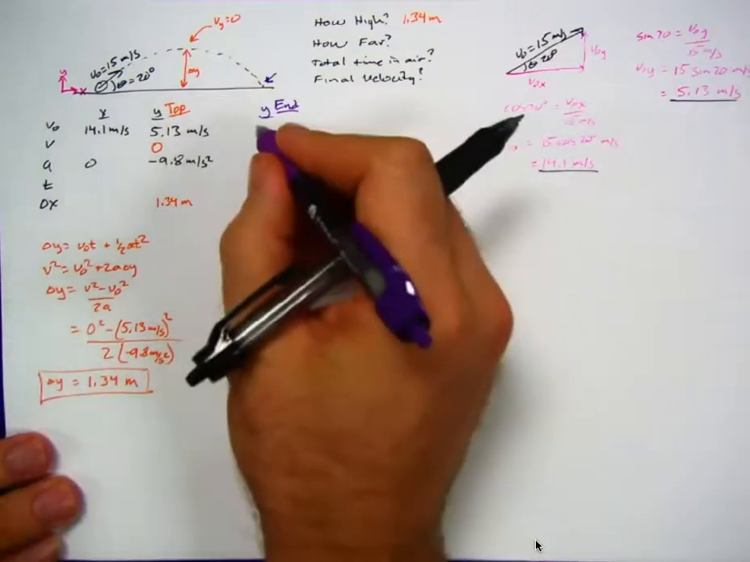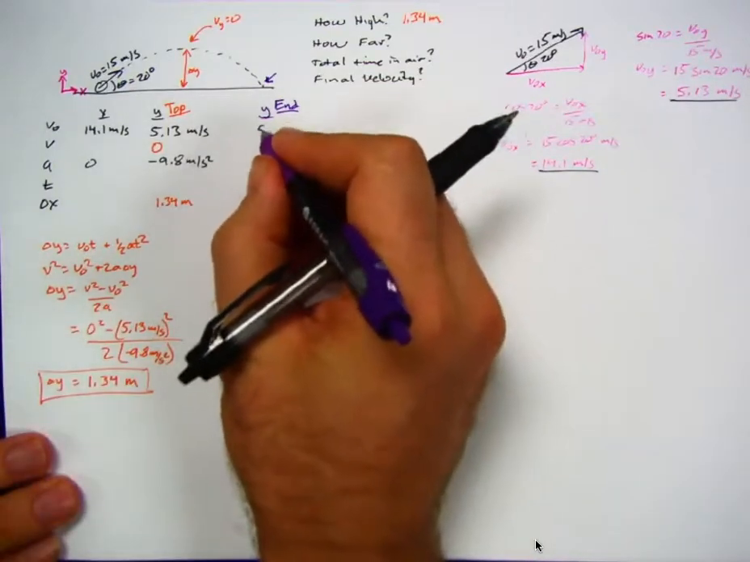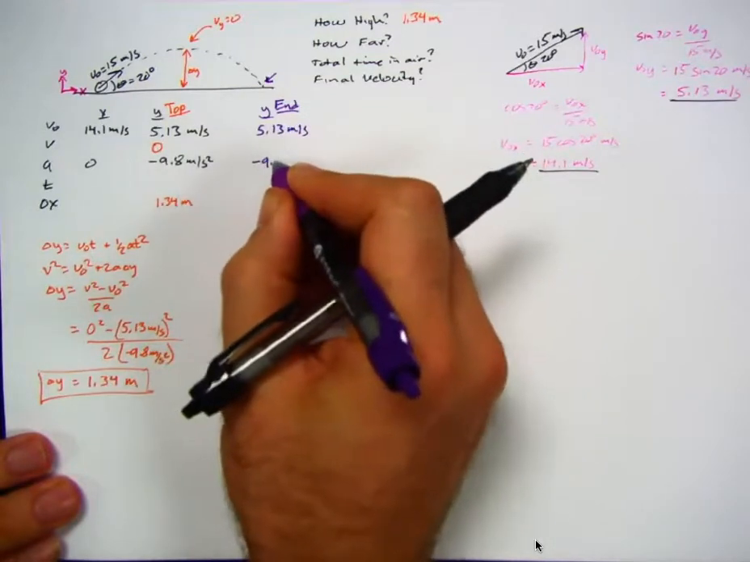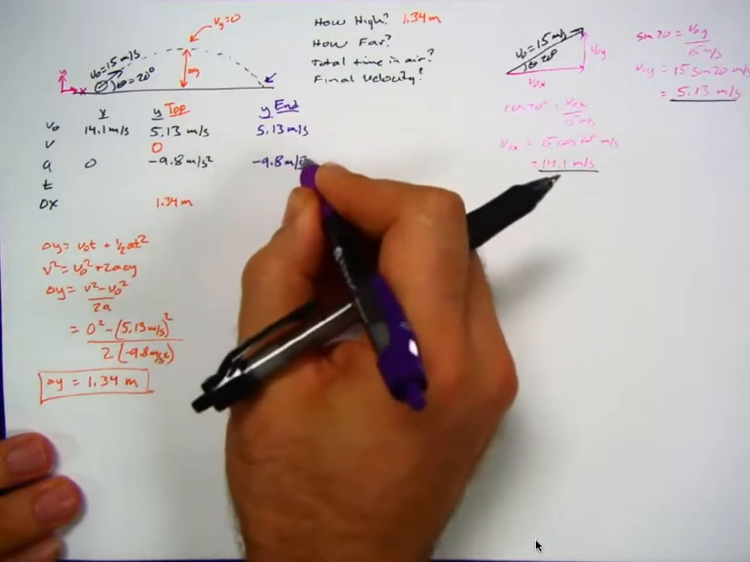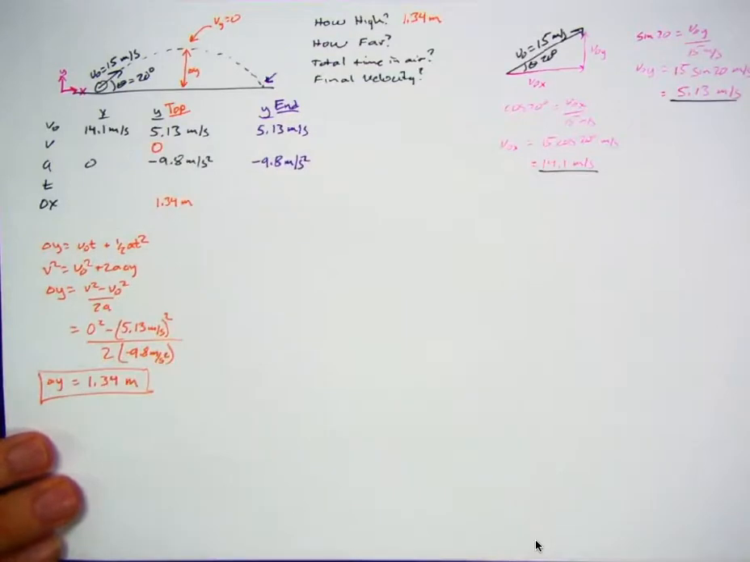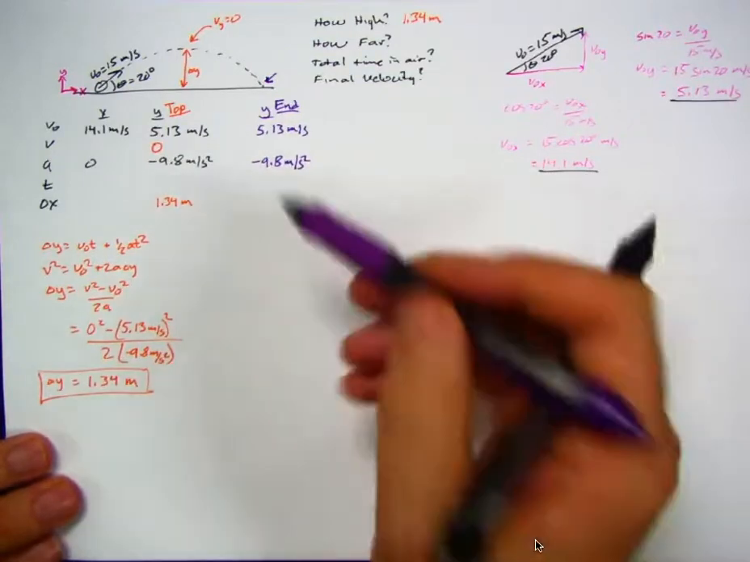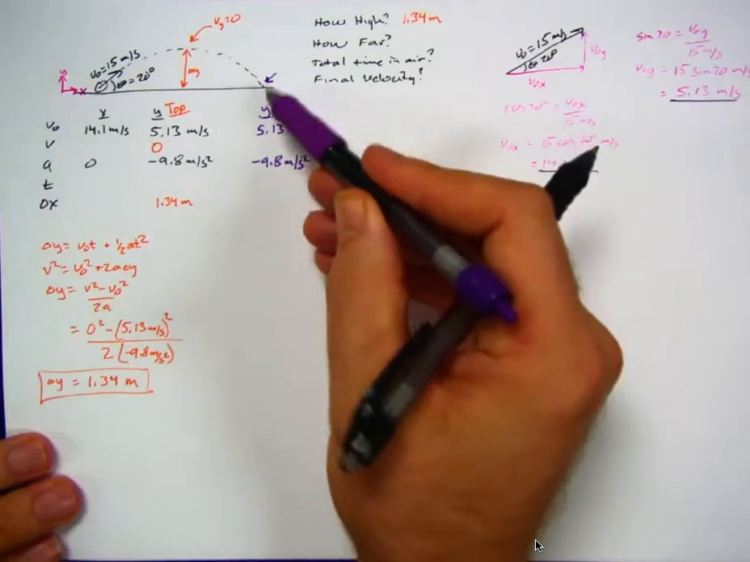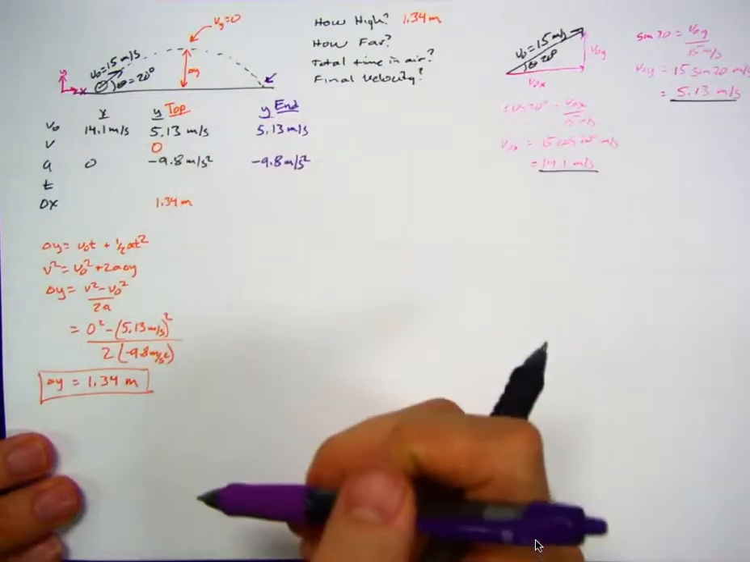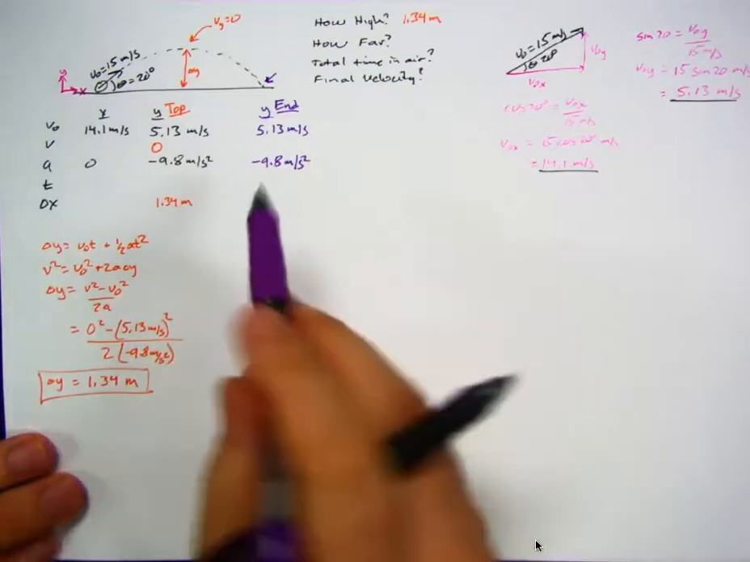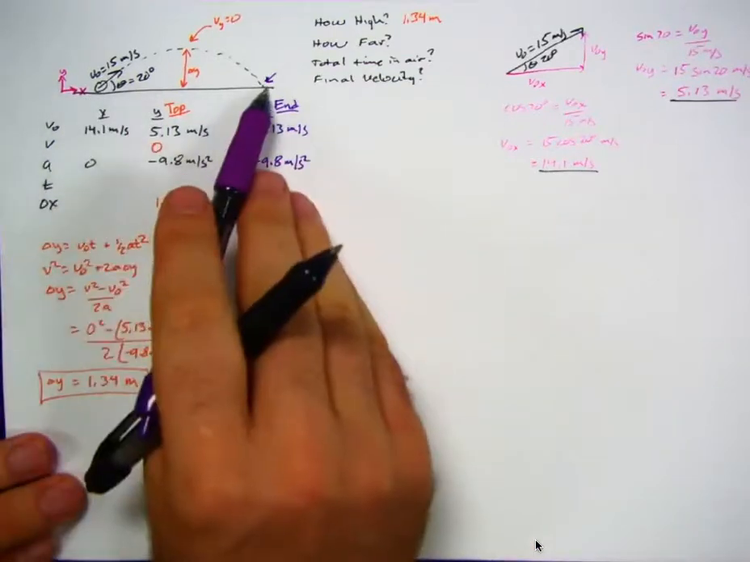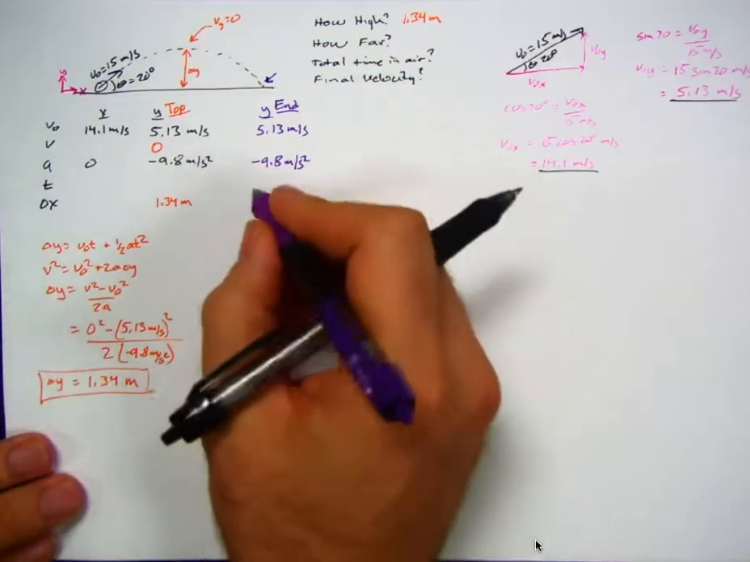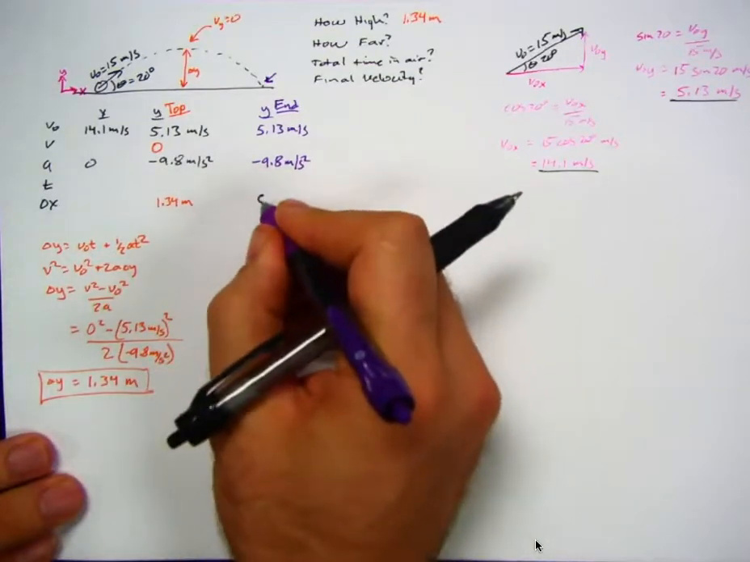So my initial velocity is still the same, 5.13 meters per second, and my acceleration is still the same, 9.8 meters per second squared down. But what's different is my velocity in the y direction is not 0 here. It's not 0 right here, so I can't use this velocity. What I do know is that between the beginning and the end, I'm at the same height because I'm on a flat surface, so I end up with a delta y of 0.